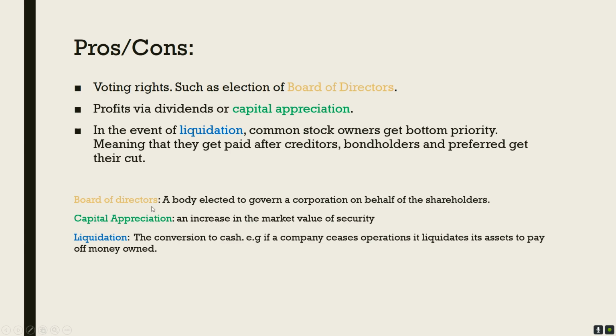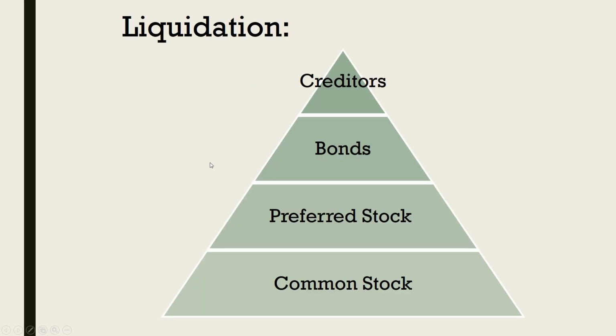I'll explain that in another video as well. Liquidation here means the conversion to cash. An example is if a company ceases operations, it liquidates its assets to pay off money owed. An example would be if Burger Queen went out of business, it would sell its grill, its property, in order to pay back the shareholders. Shareholders would be investors as well.